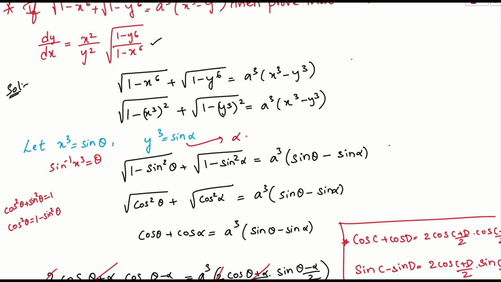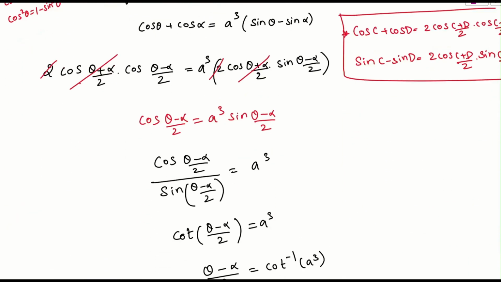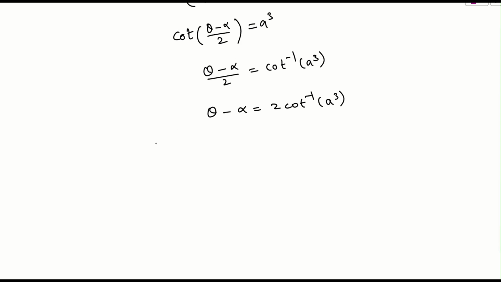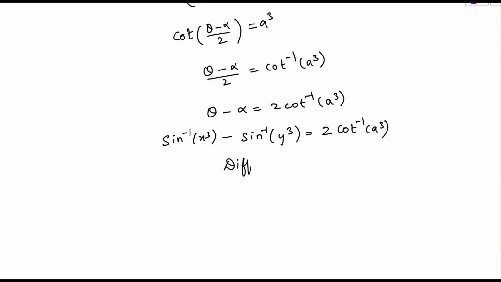From here, what will be alpha? Try to send sine to the other side. So sine inverse of y cube. Is it okay? If I apply the same formula, what is theta I have taken here? Sine inverse of x cube. So theta is sine inverse of x cube, minus alpha, which is sine inverse of y cube, must equal 2 times cot inverse of a cube. Is it okay? So now what should we do? We have to differentiate this function with respect to x alone.